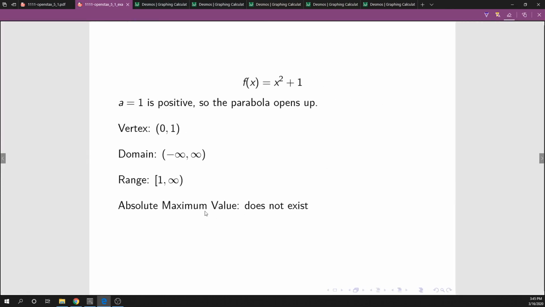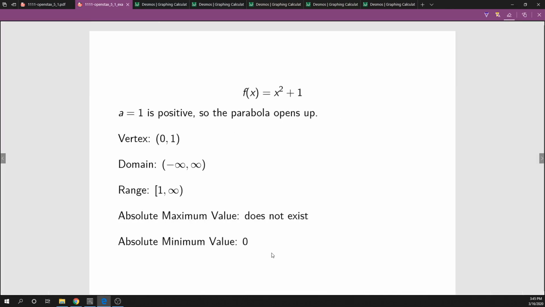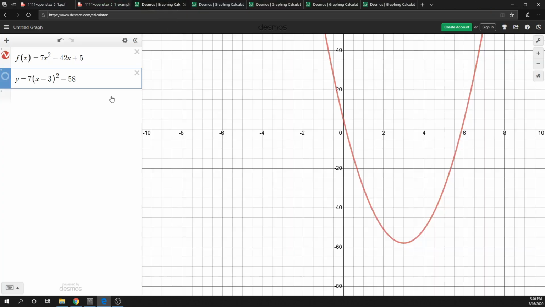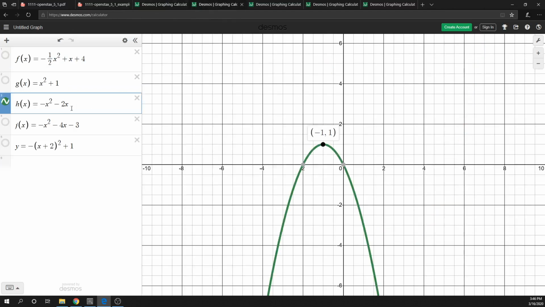And because the parabola opens up, there is no absolute maximum value. The graph just keeps going up and up on the y-axis. And the absolute minimum value is, again, this is a typo here, sorry for that again, is 1 in this case, not 0.